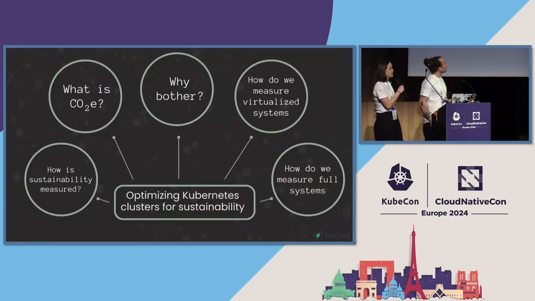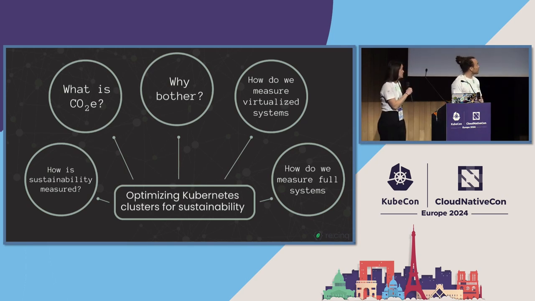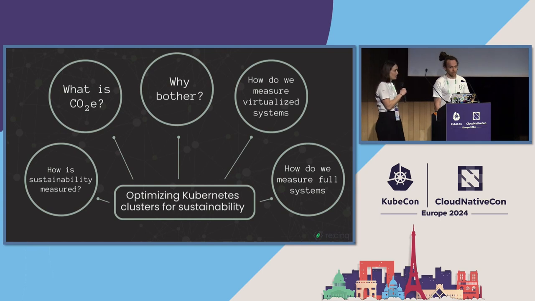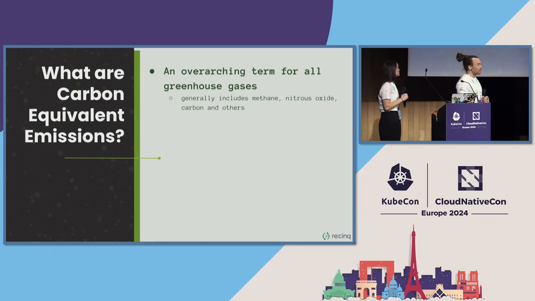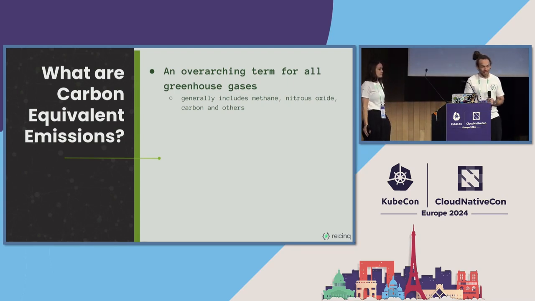Great. So before we dive in, we're going to get on the same page and provide a bit of context. Specifically, why are we bothering to talk about this? What is CO2e? And how do you measure sustainability? And how do you measure that in a full system and in a virtualized system? So just bear with us through the theory. We do have some pretty cool experimentations at the end.